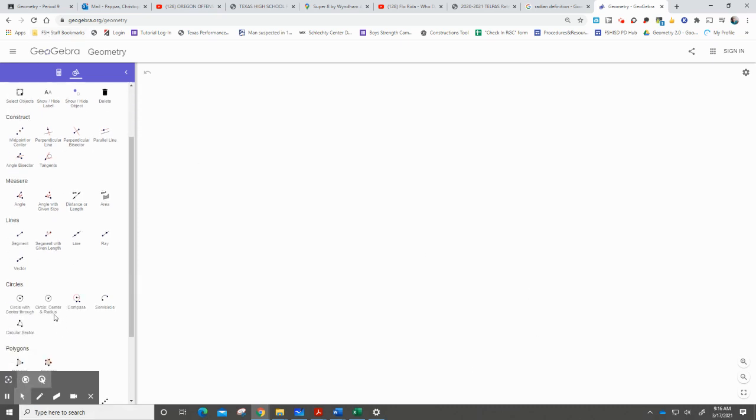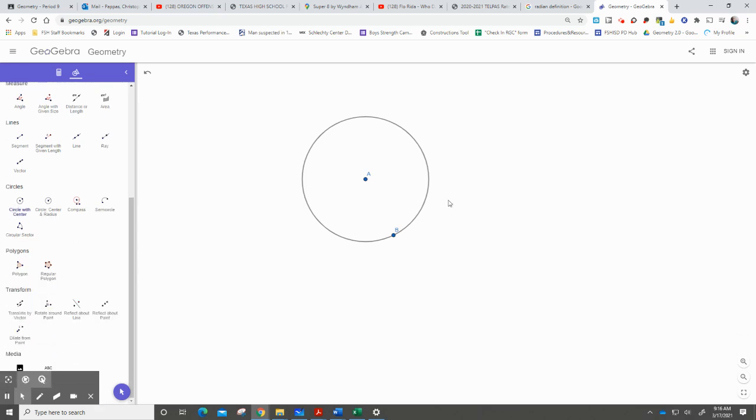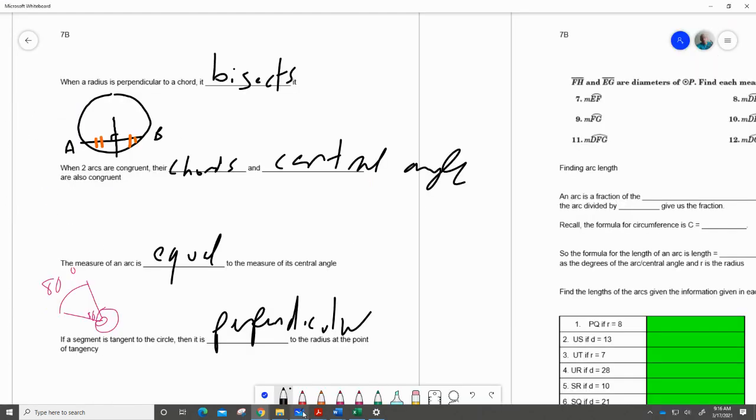So let's do a circle with a center right here. We'll just do a center, pull that circle out right there. All you got to do is hit circle with center. You'll click and then you'll drag it out. Okay. So we have a circle with our center right there.